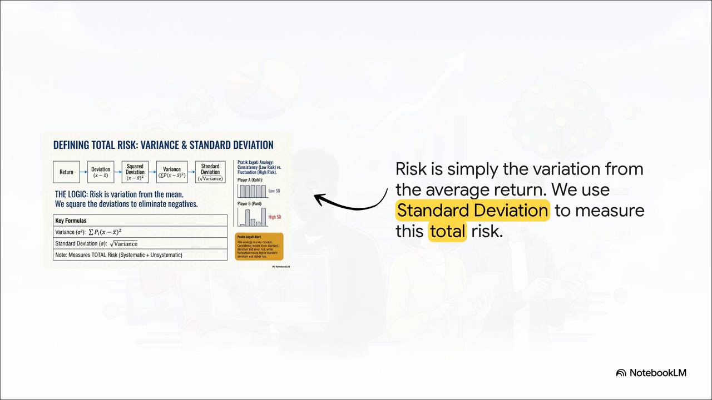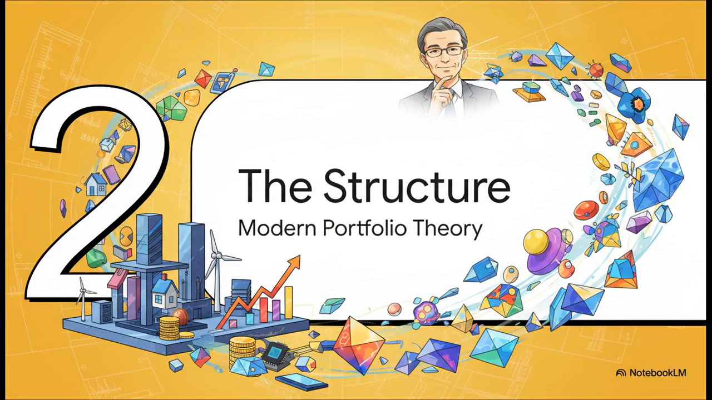So to fix that, we square every single one to make them all positive. The average of those squared numbers, that's called the variance. And for the final step, to get back to a number that makes sense, we take the square root. And boom, that's the standard deviation, our number one measure for total risk. Okay, our foundation of risk and return is set and solid. Now we can start building the actual structure.